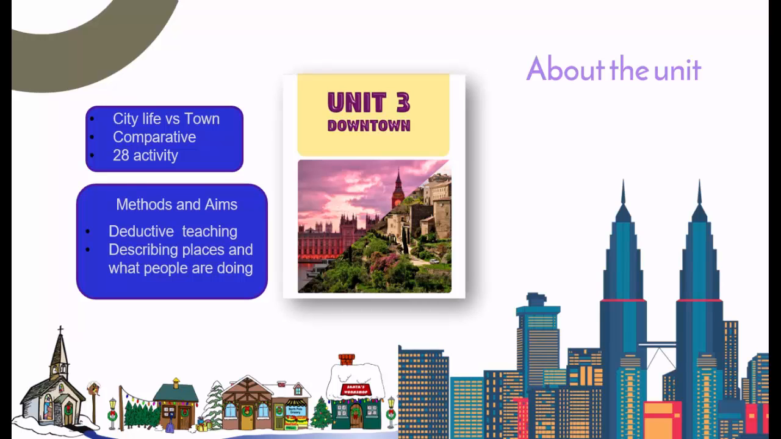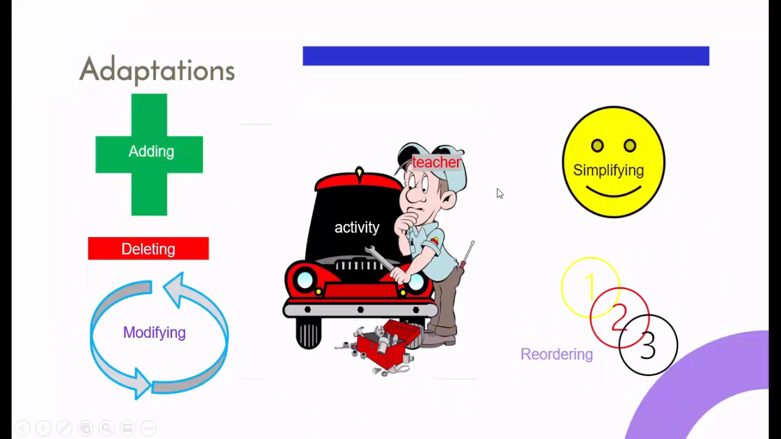In this unit, city life and town life are compared. Then, it is followed by what the people are doing now. We have 28 activities in the unit. The grammar topic is given deductively. Lastly, we adapt some activities for the sake of better learning. When needed, we add, omit, modify, simplify, and reorder some activities.